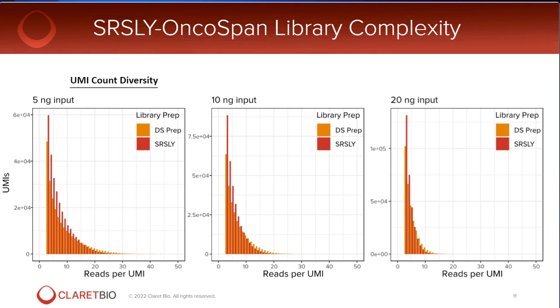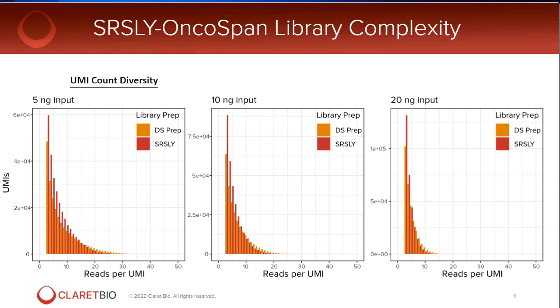And then again, the coloring's the same for these across 5, 10, and 20 nanograms inputs. So the first important thing to notice is that all of these libraries were sequenced to pretty much the same depth here, about 40 million read pairs, which gave, you know, a ton of duplicates. So we were seeing quite a bit of molecules in all of these.